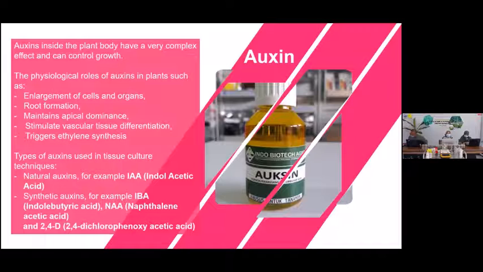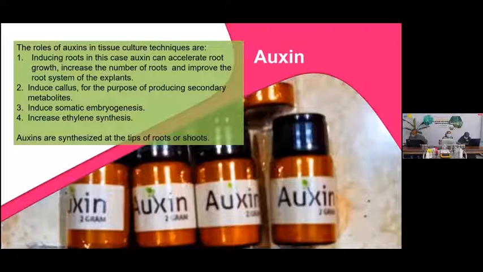There are 2 types of auxin, natural and synthetic. The natural one we call indoleacetic acid, but synthetic ones are indolebutyric acid, naphthalene acetic acid, and 2,4-D. This is the role of auxin in tissue culture. The first is inducing roots. Also to induce callus, induce somatic embryogenesis, and increase ethylene synthesis. Auxin is synthesized at the tips of roots or shoots.